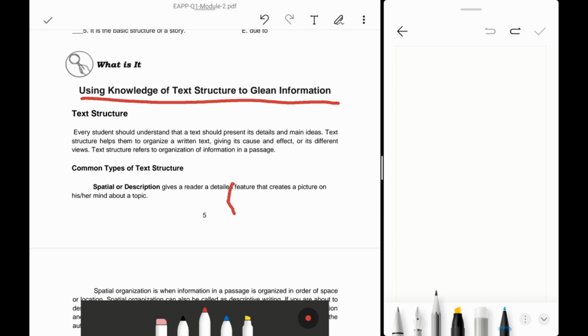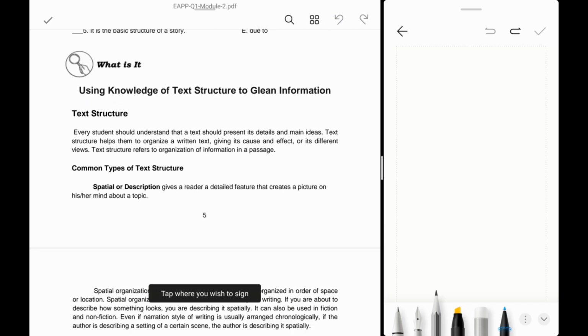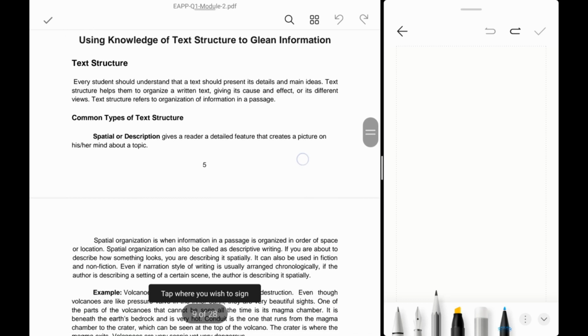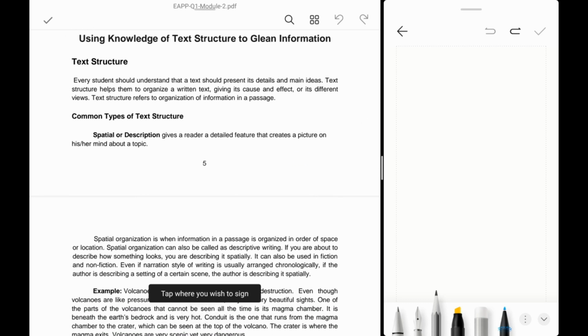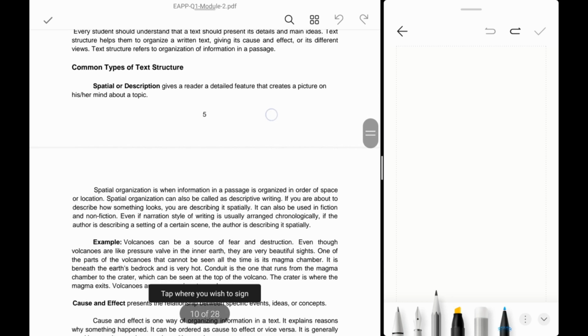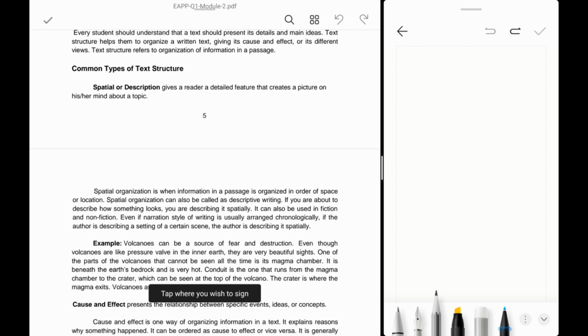But before that, let's first discuss what text structure is all about. According to our module, every student should understand that a text should present its details and main ideas. Text structure helps them to organize a written text, giving its cause and effect, or its different views. Text structure refers to the organization of information in a passage. There are different and common types of text structure. One of these is the spatial or description, which gives a reader a detailed feature that creates a picture in his or her mind about a topic.